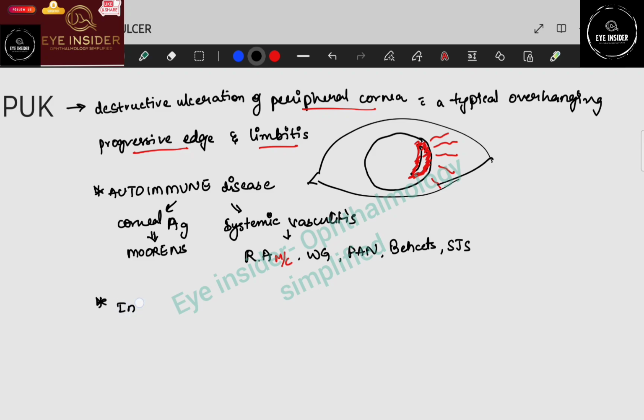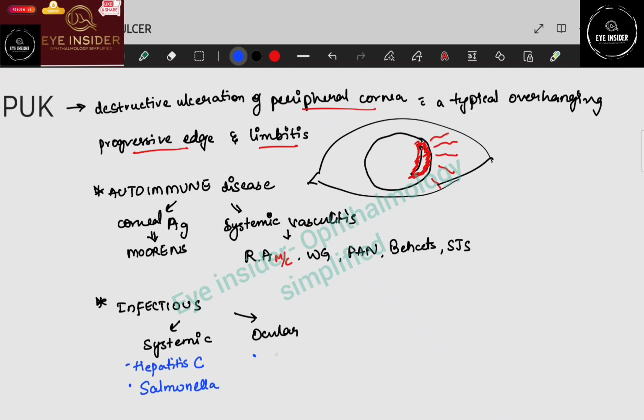Coming to infectious causes, we have either systemic or ocular infections which can predispose to PUK, such as hepatitis C, salmonella infections, HSV, HZV, fungal infections, and helminth infection. So these are the etiologies, autoimmune or infectious, which lead to PUK.